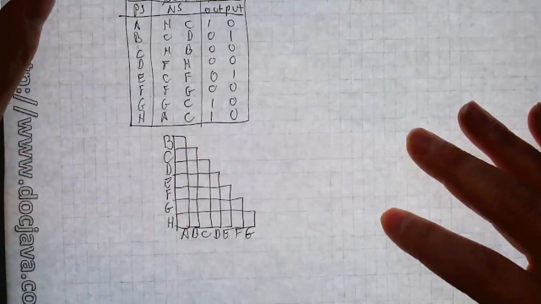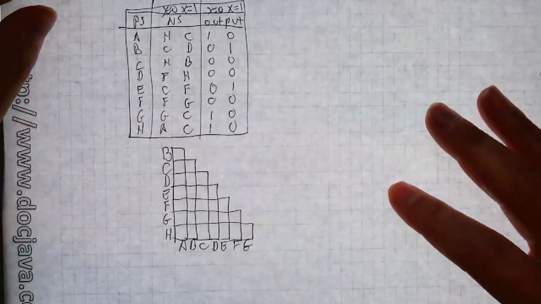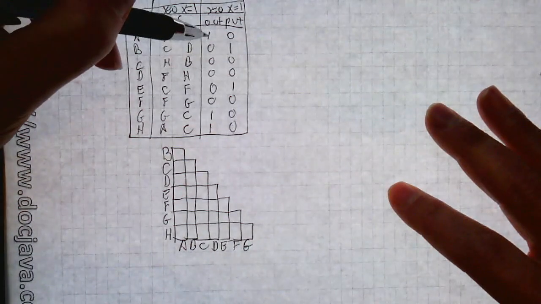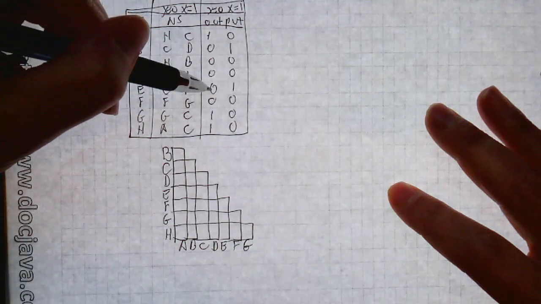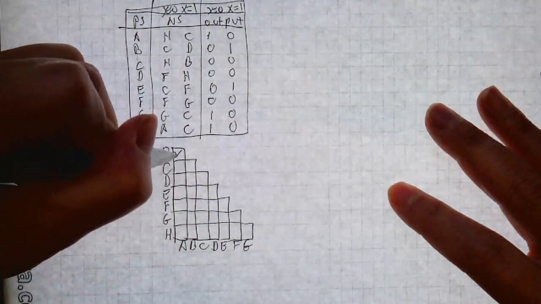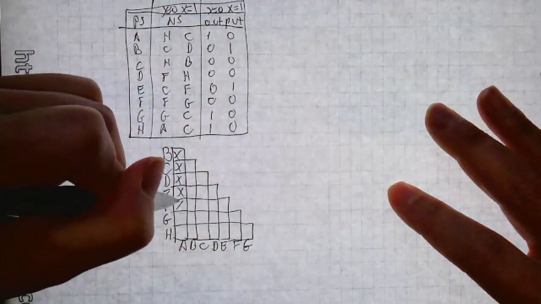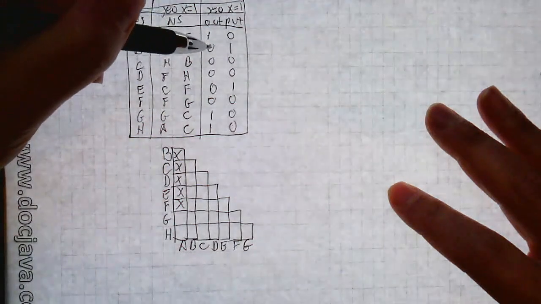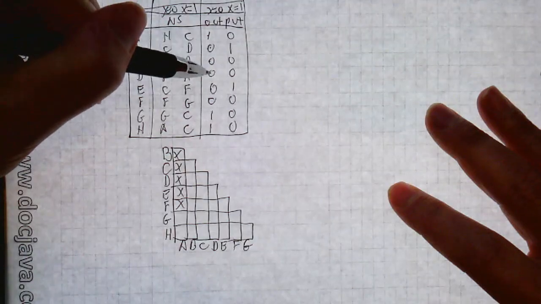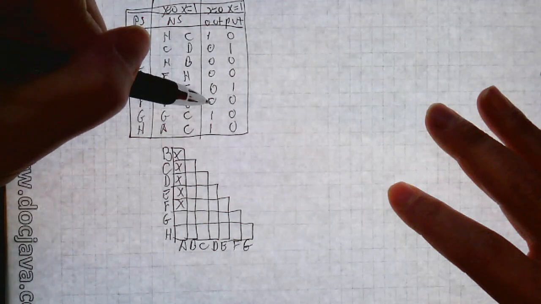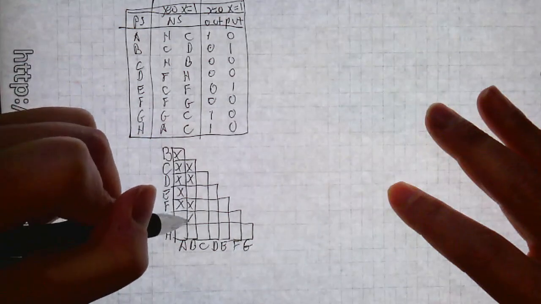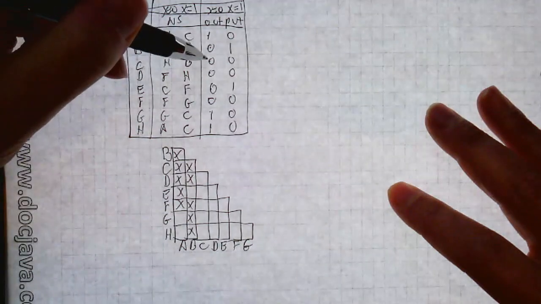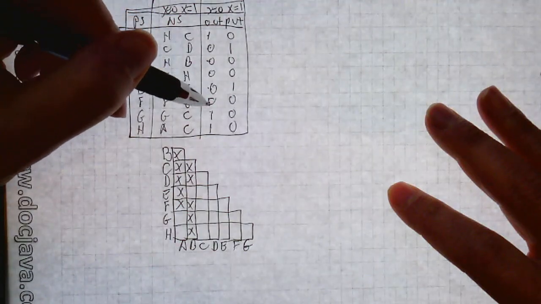And now we eliminate those things that have outputs which are different. So I can see that A is different from B, C, D, E, and F. I can see that B is different from C, D, F, G, and H. I can see that C is different from E, G, and H.